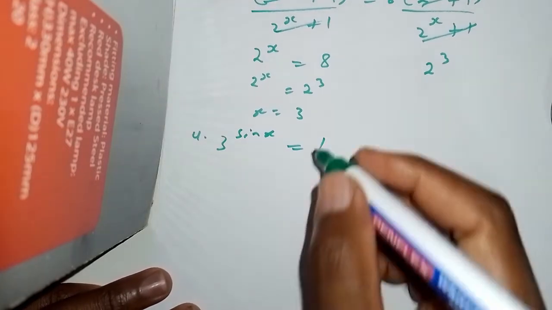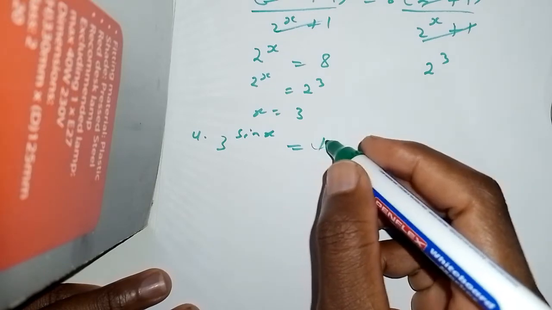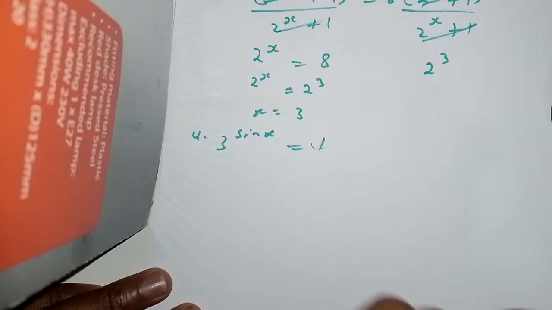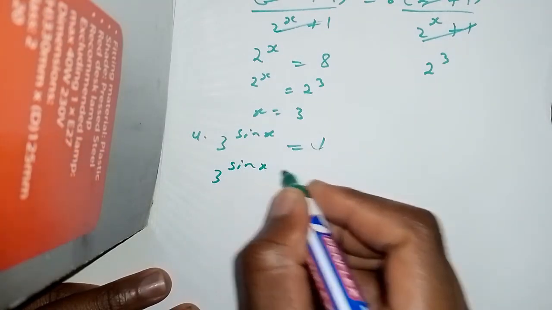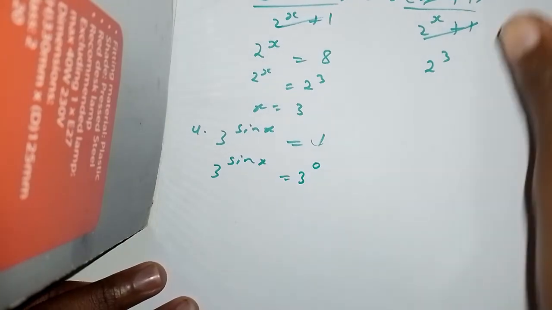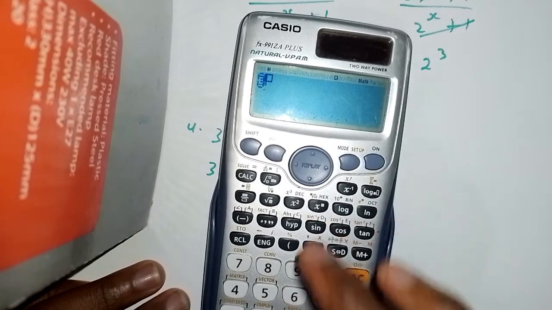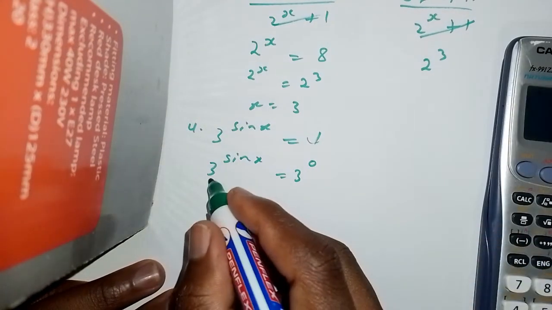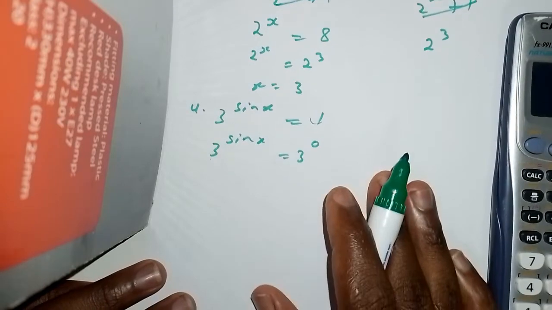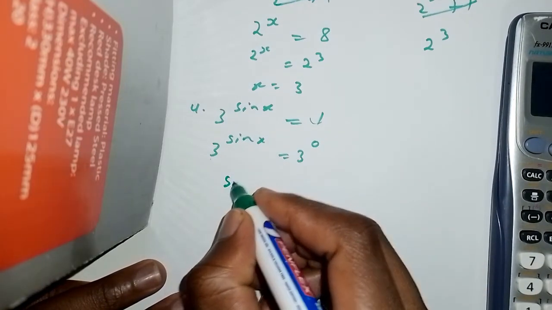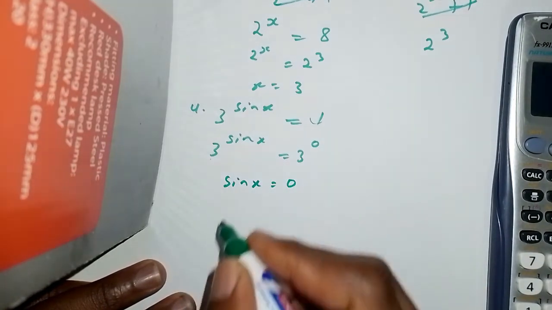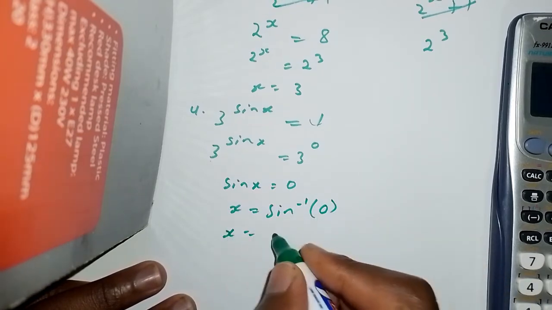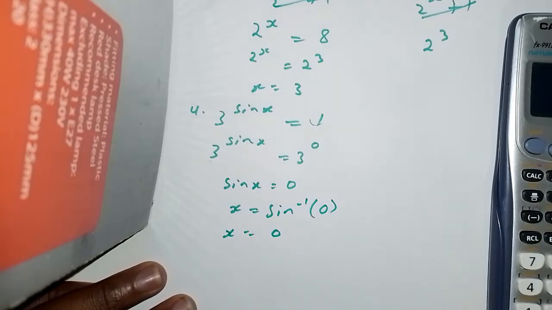How can I solve for x? Remember, any number to the power 0 is 1. So I can say 3 to the power sine of x equals 3 to the power 0, because 3 to the power 0 is 1. This and this are the same thing, so the bases are the same and I deal with the exponents. I'm going to have sine of x equals 0. Then x equals the sine inverse of 0. x equals 0. My answer is correct.